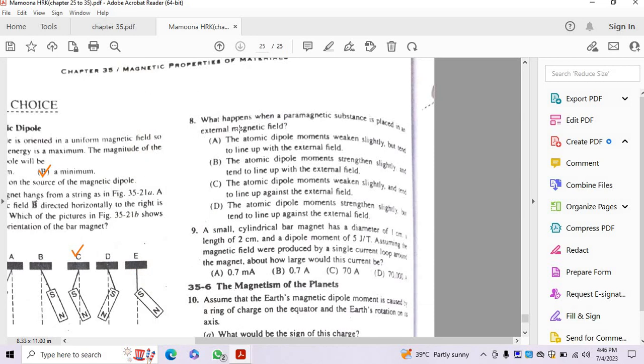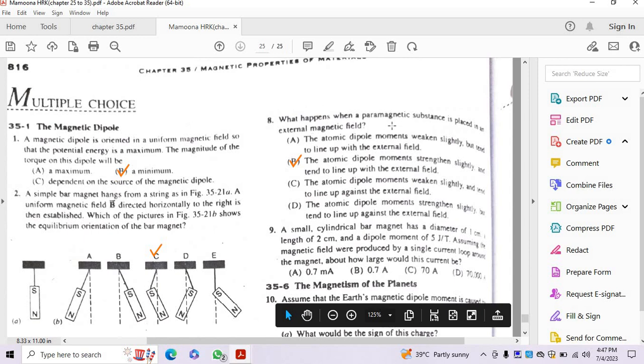Question number 8 is, what happens when a paramagnetic substance is placed in an external magnetic field? Option A, the atomic dipole moments weaken slightly but tend to line up with the external field. Option B, the atomic dipole moments strengthen slightly and tend to line up with the external magnetic field. Option C, the atomic dipole moments weaken slightly and tend to line up against the external field. Option D, the atomic dipole moments strengthen slightly but tend to line up against the external field.